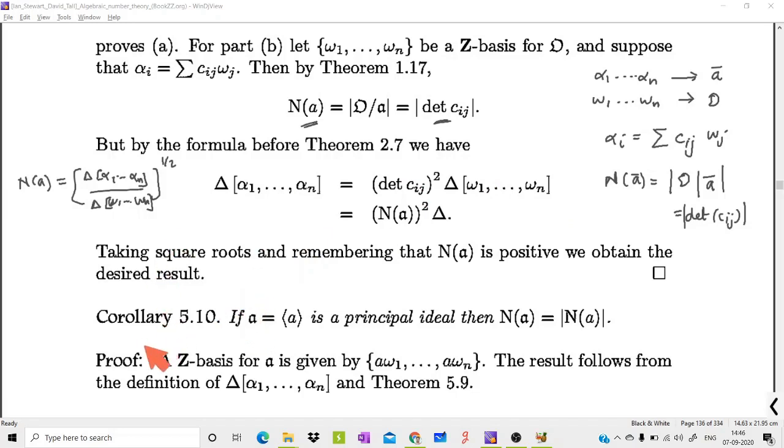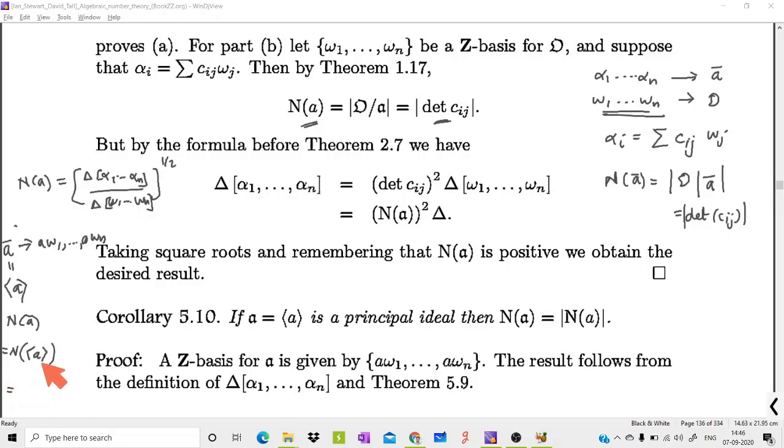Hence the theorem. Now we have a corollary. If A is a principal ideal, and W1, ..., Wn is a basis for O, then what is the basis of A? The basis of A takes the form aW1, ..., aWn, where A is the ideal generated by a, a single element. Now if we use this formula, N(A) is the norm of the ideal generated by the single element a.